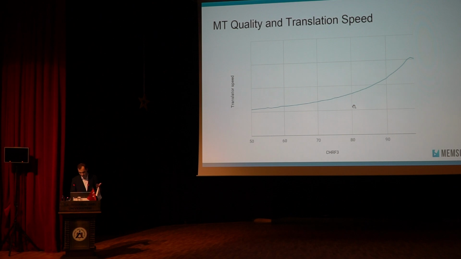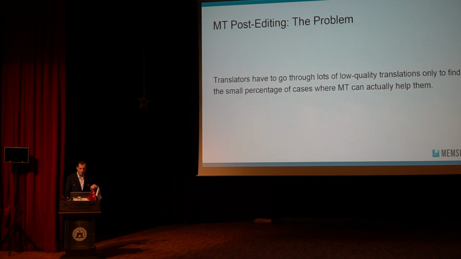And so I think this illustrates really two points. MT is very useful for translator productivity, but also it really requires that you post-edit and focus on high-quality MT. So there is the problem that people face when post-editing, and that's that you have to go through lots of low-quality machine translation outputs just to find the relatively small percentage of cases where machine translation will be helpful to you as a translator.